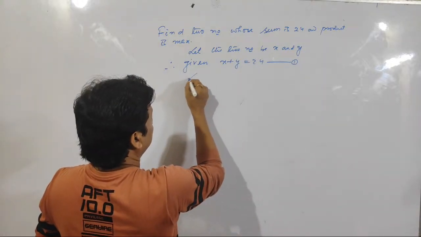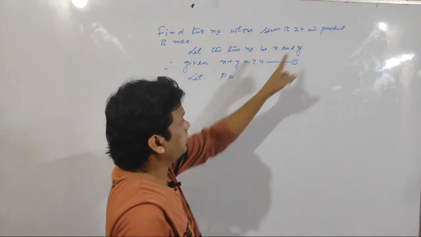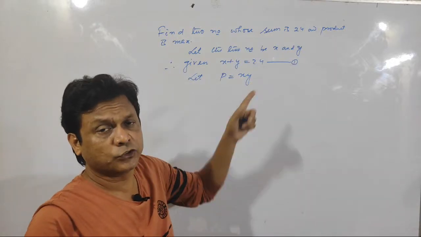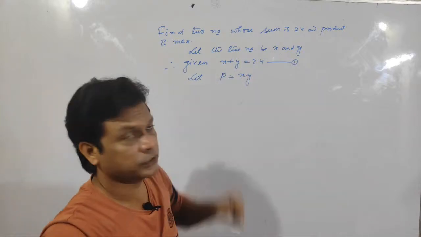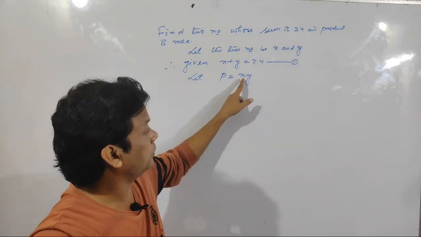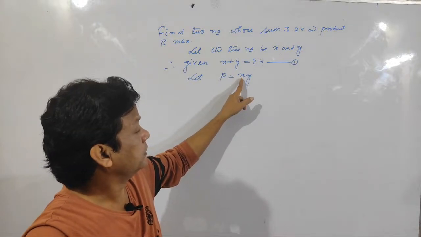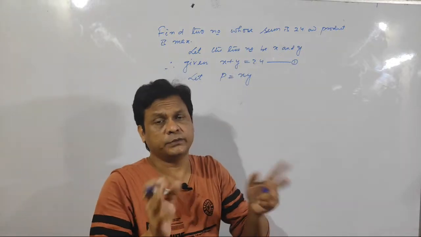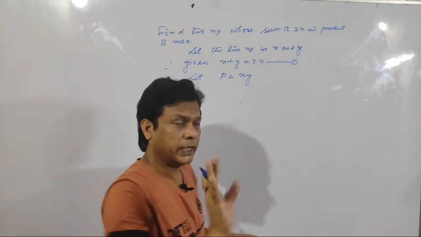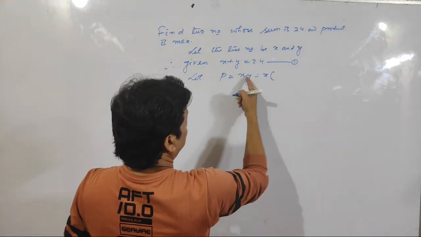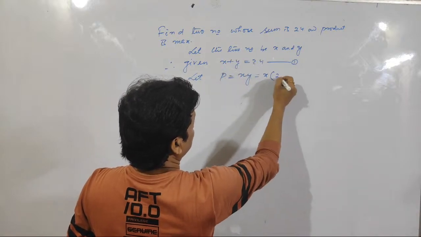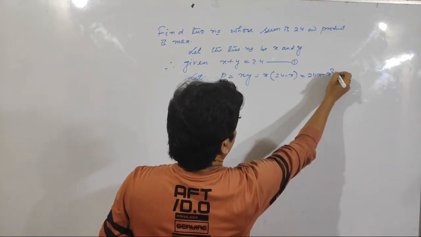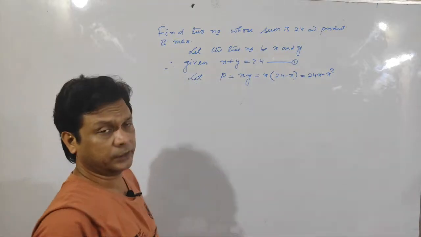So now, I am denoting the product as P. P is equal to x into y. So there are 2 variables, x and y. So you have to convert to one variable with the help of equation 1. This is the rule. Either you can express in terms of y or you can express in terms of x. It depends upon you. Here x into, in place of y I am writing 24 minus x. So simply multiply: 24x minus x square. Clear? So this is P.